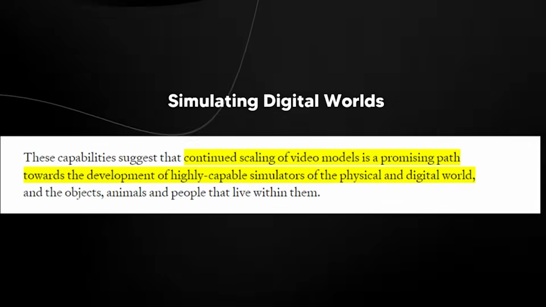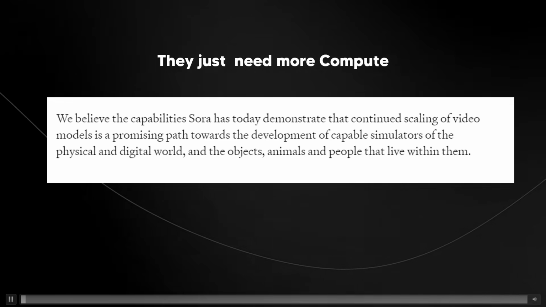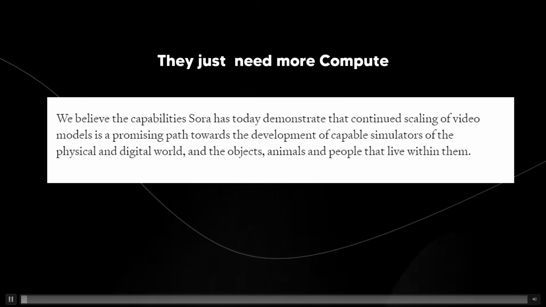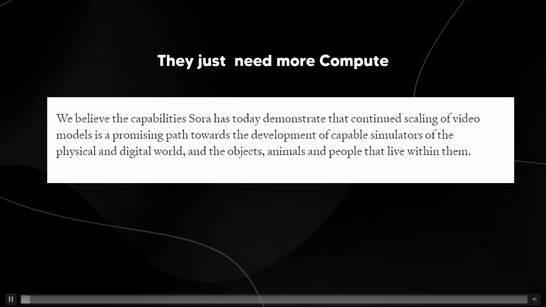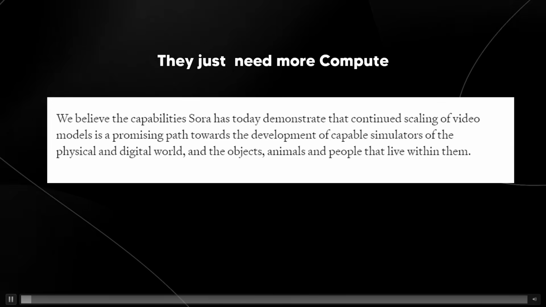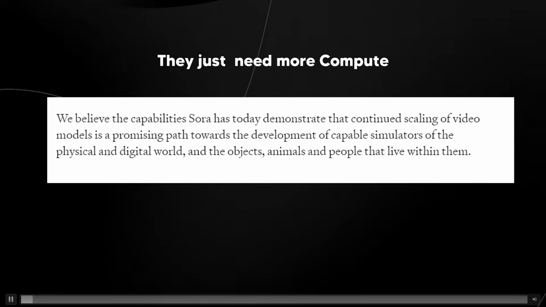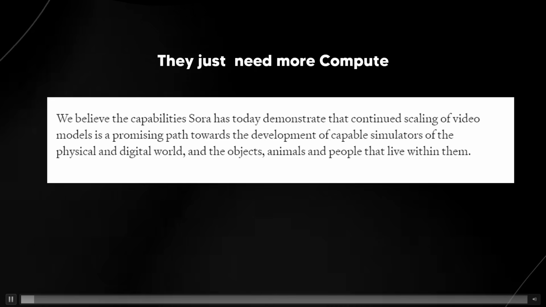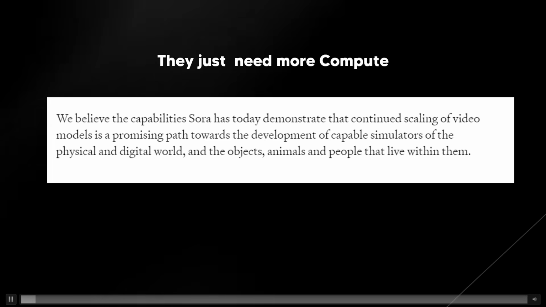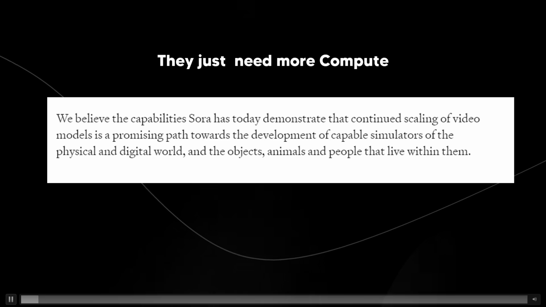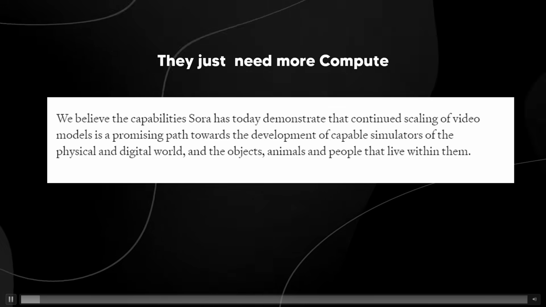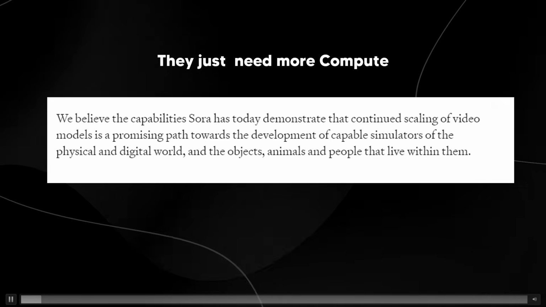Now, the thing that they ended this with was rather fascinating. They basically stated at the end of the research blog that we believe that the capabilities that Sora has today demonstrate that continued scaling of video models is a promising path towards the development of capable simulators of the physical and digital world, and the objects and people that live within them.